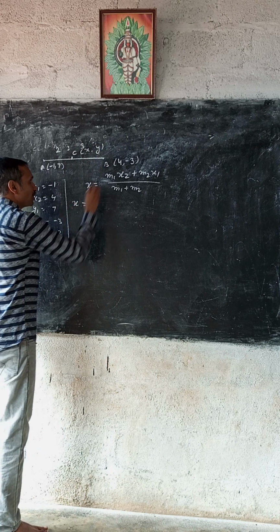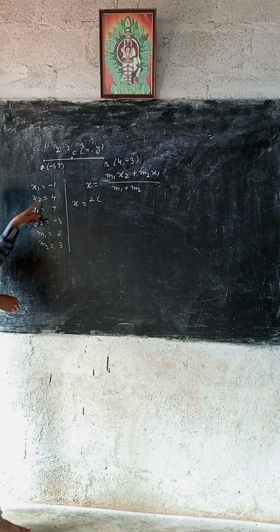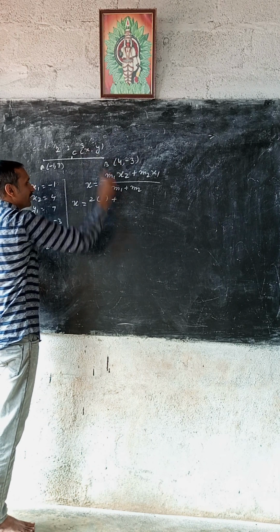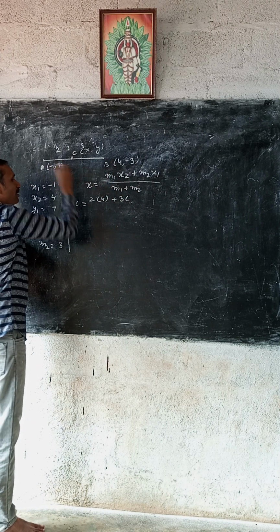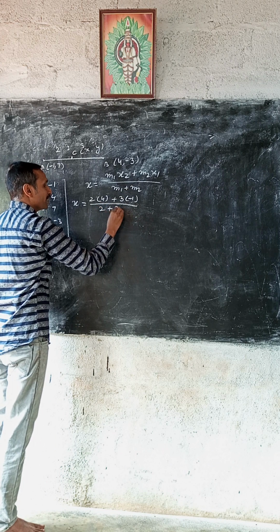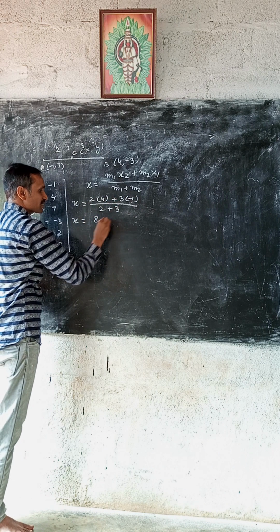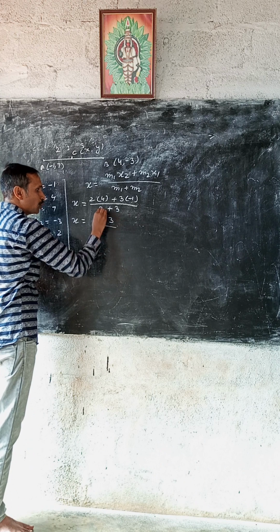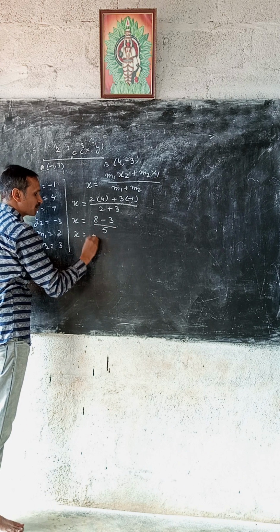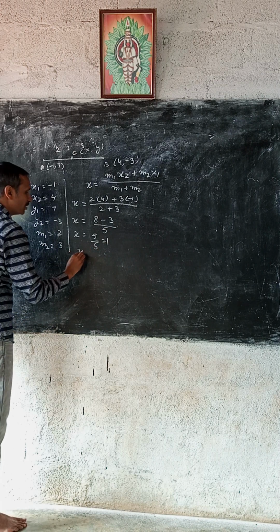So let's write x is equal to m1, the value of m1 is 2, into x2. The x2 value is given as 4, plus m2, which is 3, into x1, which is -1, by m1 2 plus m2 3. Then for the x coordinate we get 4 twos are 8 plus 3 into -1 is -3, by 2 plus 3 is 5. So x is equal to 8 minus 3 is 5, by 5. 5 by 5 is equal to 1. So we got the value x is equal to 1.